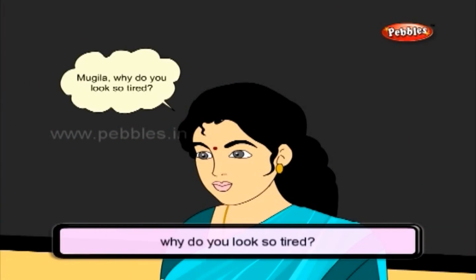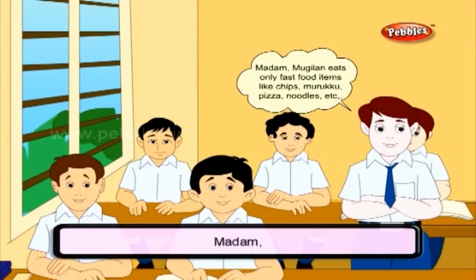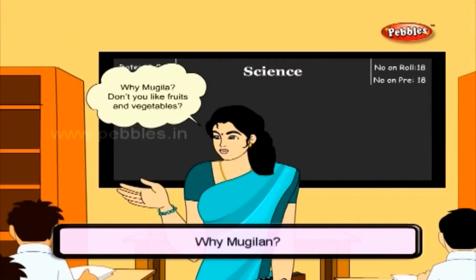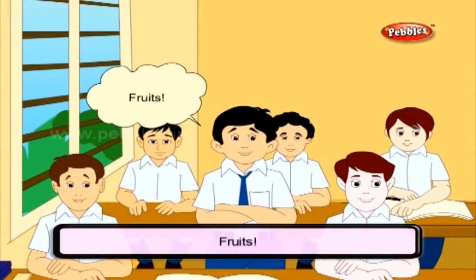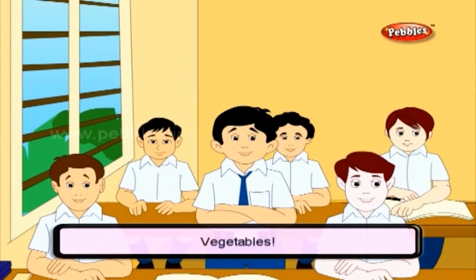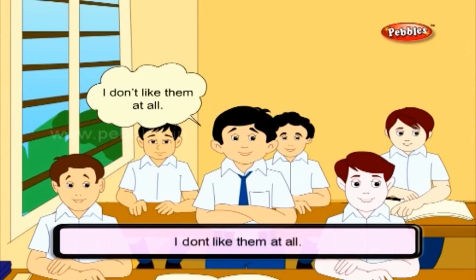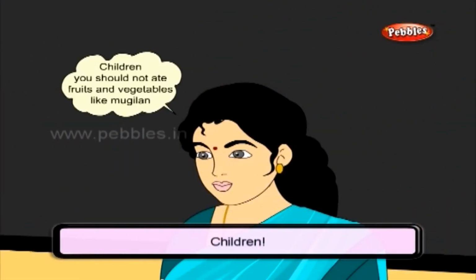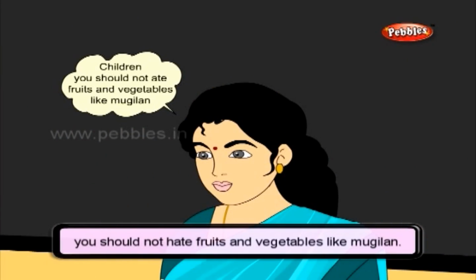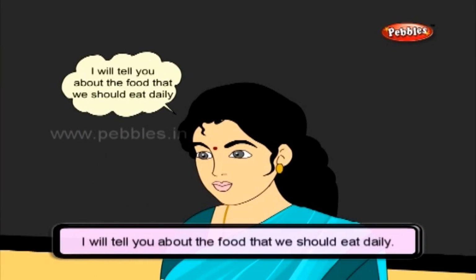Mugilan, why do you look so tired? Did you have your food? Madam, Mugilan eats only fast food items like chips, murukku, pizza, noodles, etc. Why, Mugilan? Don't you like fruits and vegetables? Fruits? Vegetables? I don't like them at all. Children, you should not hate fruits and vegetables like Mugilan. I will tell you about the food that we should eat daily.